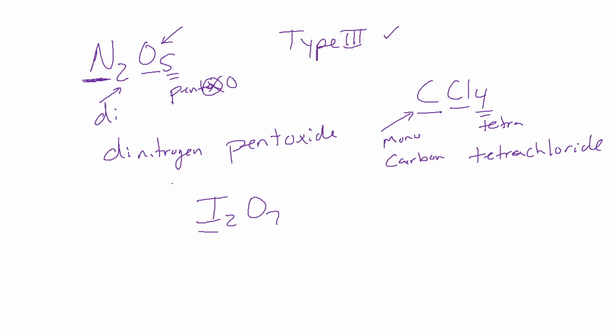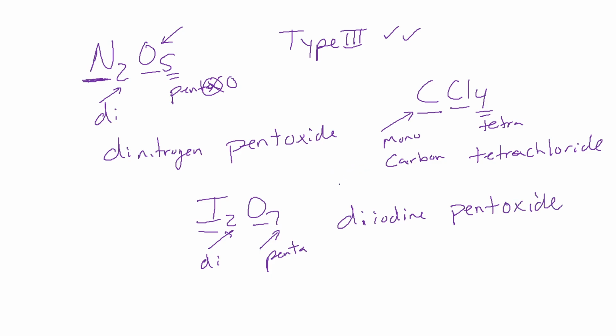I2O7, non-metal, non-metal, type 3, prefix time. 2 is di, 7 is penta. And again, diiodine, the whole name there of the first element. Again, the 2 I's are okay. Pentaoxide for the second. We do drop the A, and pentoxide here gives us our proper name. So super simple, nothing to balance, no charges. Pick the right prefixes, adjust any kind of awkward spelling, and you'll be in good shape.